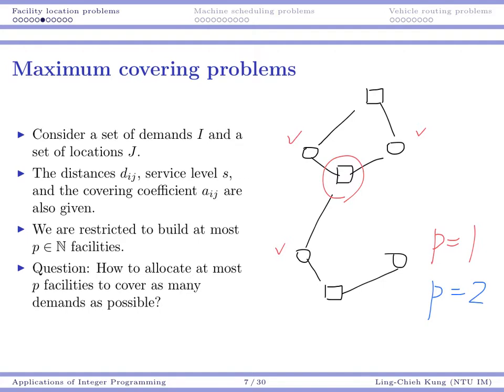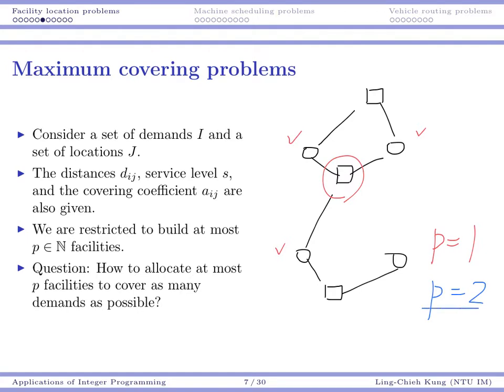Because even if you cover one demand twice or three times by three different facilities, that does not help you, in the sense that you want to cover as many demands as possible. So whether you want to build this facility depends on whether you have built other facilities.